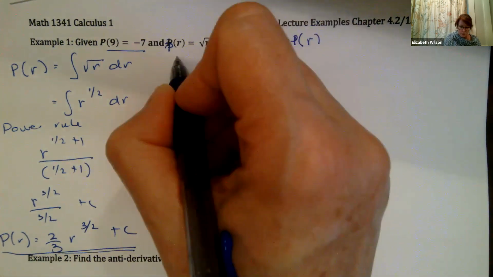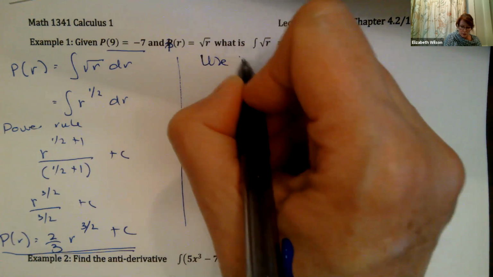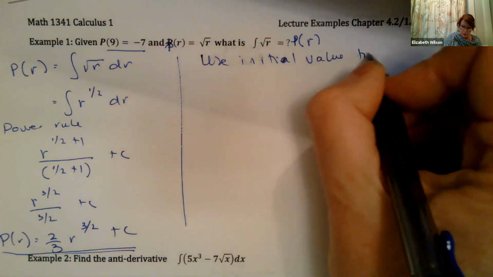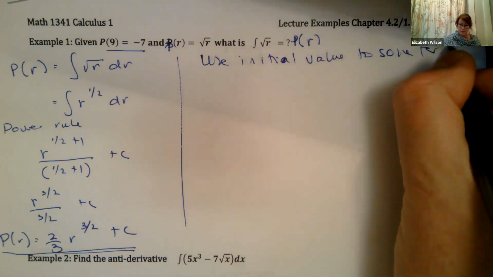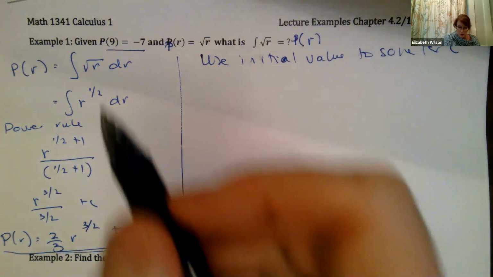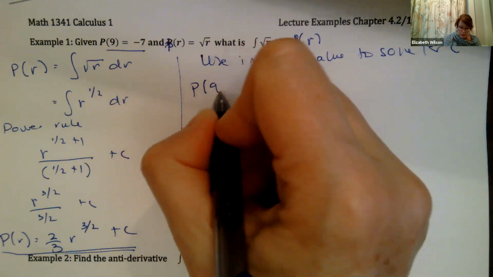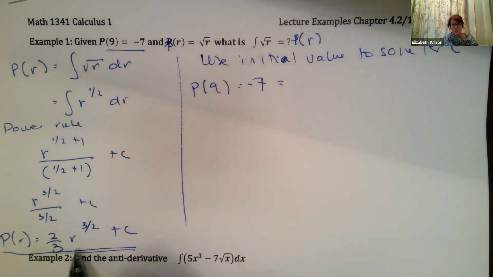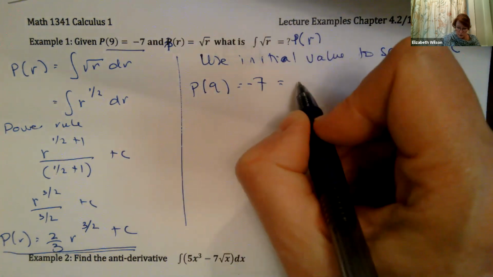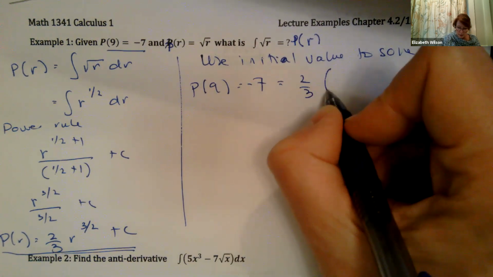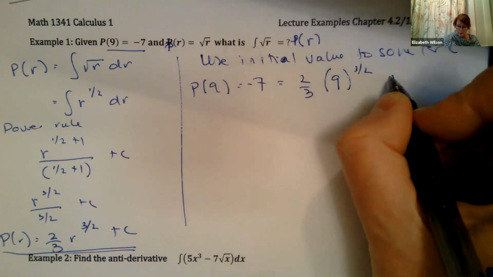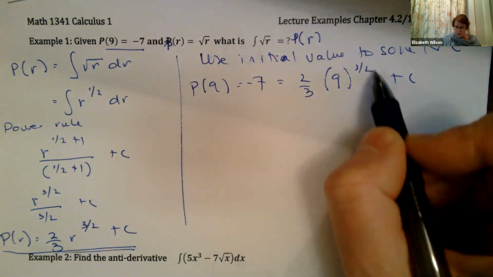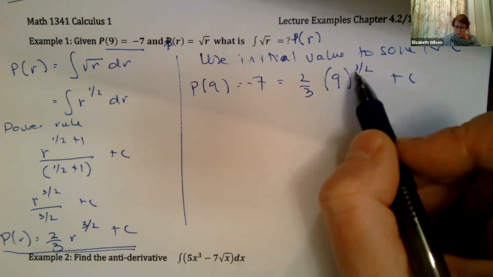But I can use my initial value to solve for c. Okay, so my initial value, let's say P of 9 equals -7. So everywhere I see an r in this equation, I'm going to plug in 9. So I'm going to go 2/3 times 9 to the 3/2 plus c. Now c is my only unknown. All right, so I've got a bunch of things I need to take care of here. So let's do this part first.